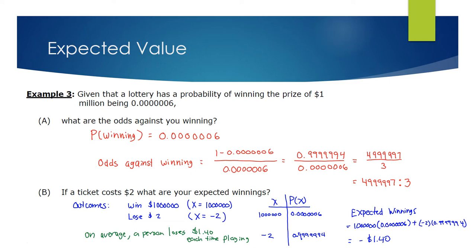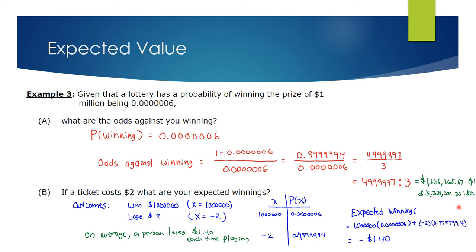The second way that they win is basically if the odds against winning are 4,999,997 to 3, which means I should get $4,999,997 for each $3 I bet, which basically boils down to I should get over $1.6 million for each dollar I spend, and for every $2 I spend, which is what the ticket costs, I should be getting $3,333,331.33.